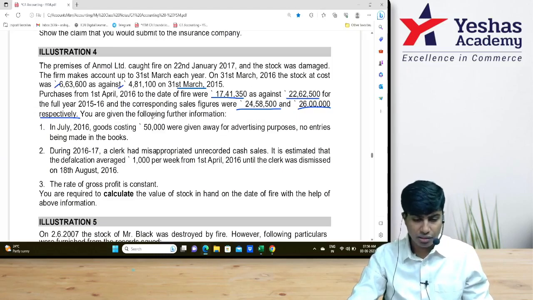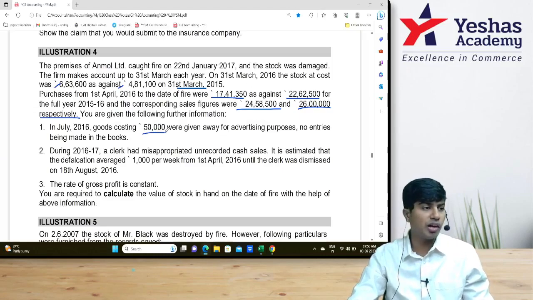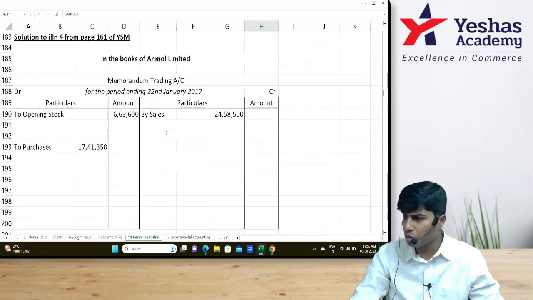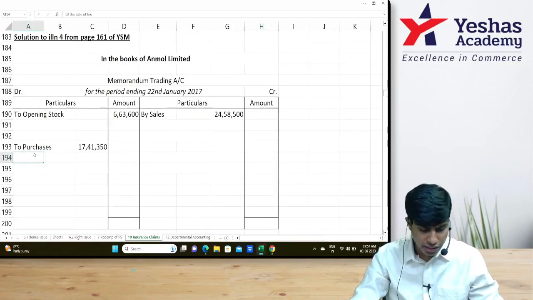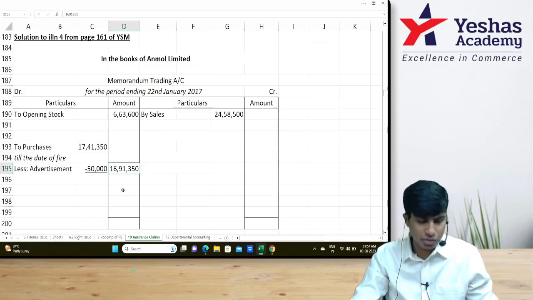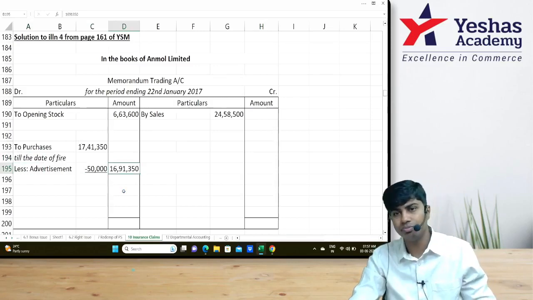What is after that? Goods costing 50,000 issued for advertisement, not recorded. What is the journal entry for advertisement? Advertisement account debit to purchases. So from my purchases, I'll write less advertisement expenditure of 50,000. So what do we get? 16 lakh 91,350.